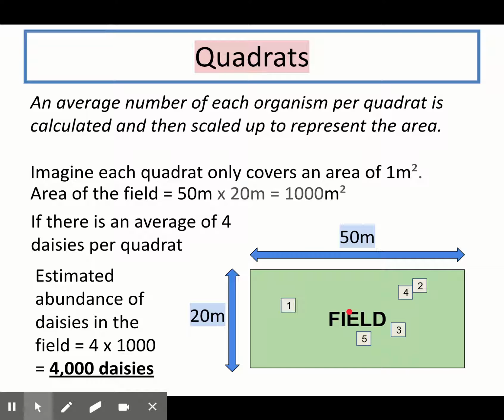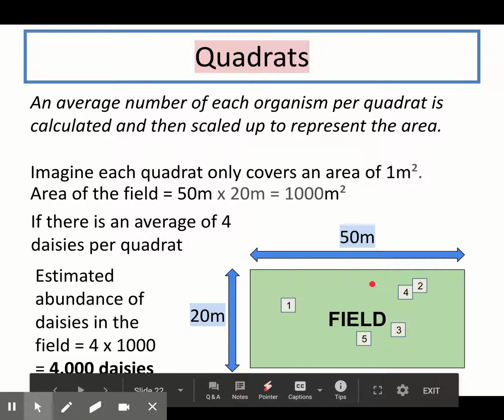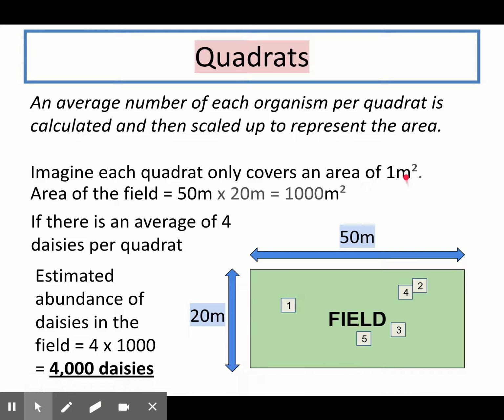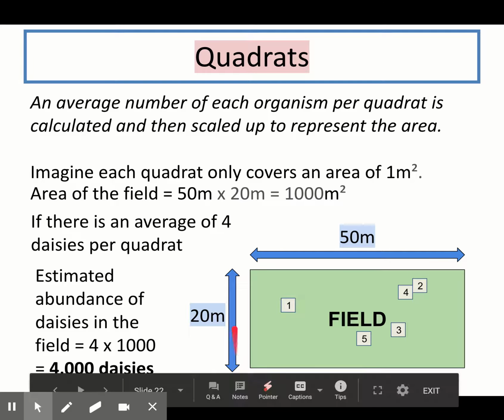So here I'm focusing on daisies. So I want to know an estimate of how many daisies are in this field. So I've randomly thrown my 5 quadrats, and imagine that each quadrat only covers an area of 1 metre squared. So let's imagine my quadrat is 1 metre by 1 metre. First thing I need to do is work out the area of the field. So my field was 50 metres by 20 metres. So I do 50 times 20, and that gives me 1,000 metres squared, which is basically the square footage of my field.